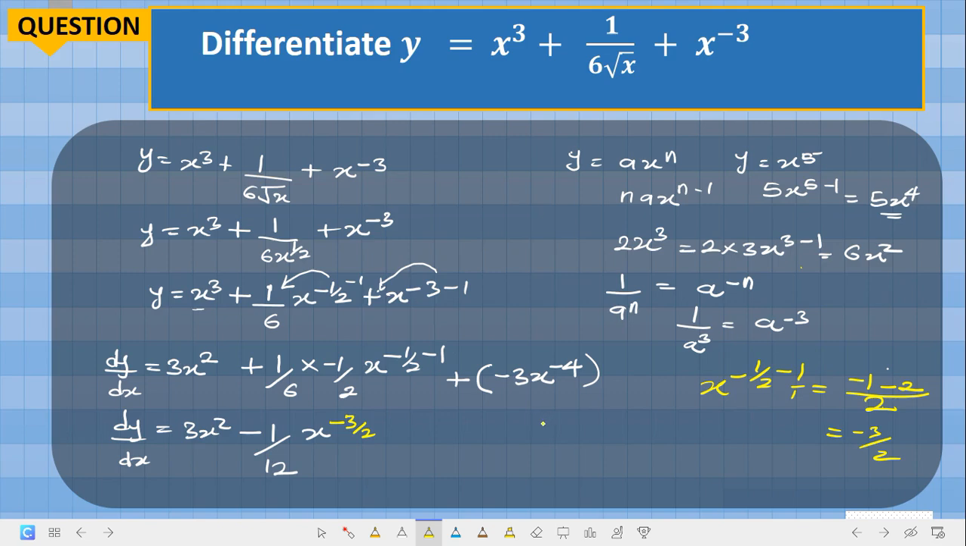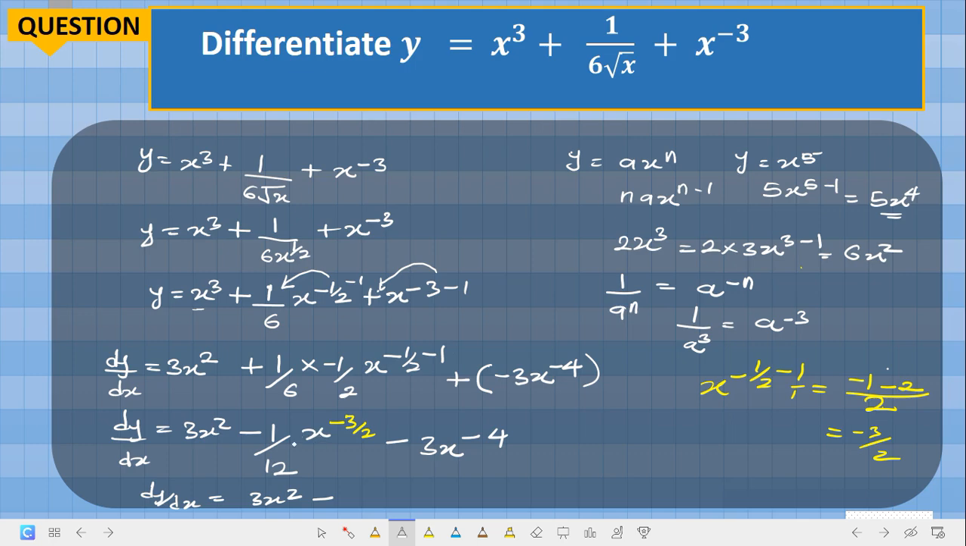Now, at this point in time, what do we do? We continue. This becomes plus. Now, this positive will change to negative. Why? Because plus times minus will be what? Minus 3x to the power of minus 4. At this point in time, is there any other thing we can do? Yeah, there is something we can definitely do. Now, we can say that our dy over dx is equal to 3x squared minus. Now, this one can come down.